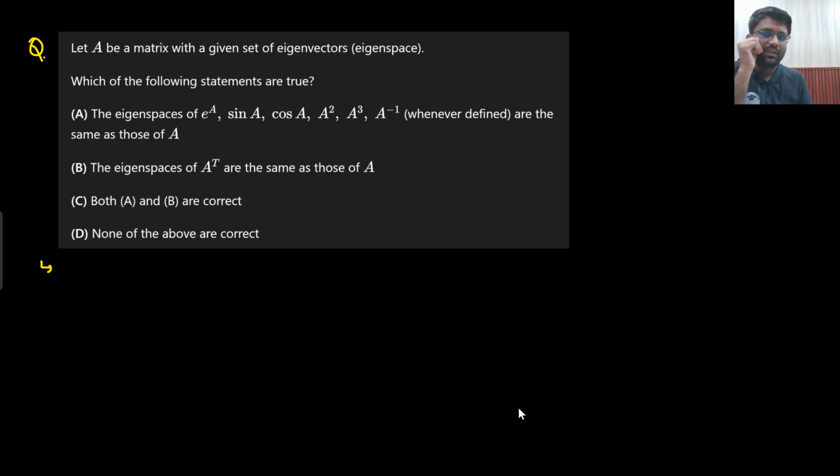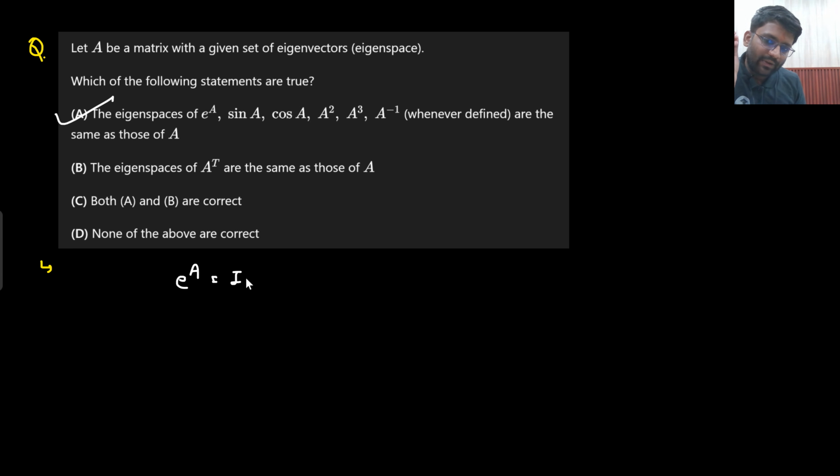What about this question? Let A be a matrix with the given set of eigenvectors. Which of the following statements are true? The eigenspace of e to the power A, sin A, cos A, A square, A cube, A to the power minus 1, whenever defined, are same as those of A. Basically, eigenspace means the set of all eigenvectors, which are the same for e to the power A.